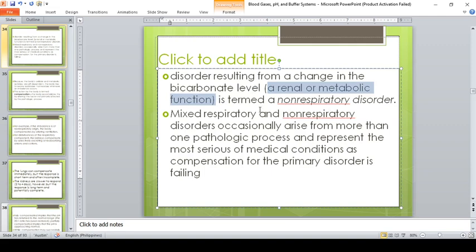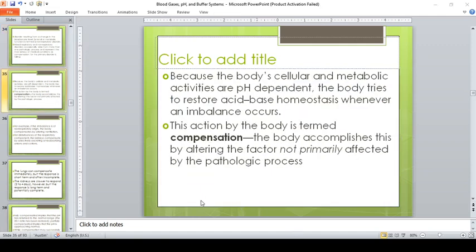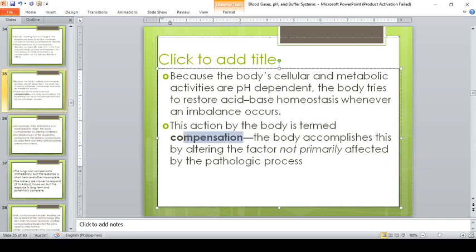disorder. So mixed respiratory and non-respiratory disorders occasionally arise from more than one pathologic process and represent the most serious of medical conditions as compensation for the primary disorder is failing. Because the body's cellular and metabolic activities are pH dependent, the body tries to restore acid-base homeostasis whenever an imbalance occurs. So this action by the body is termed as compensation.